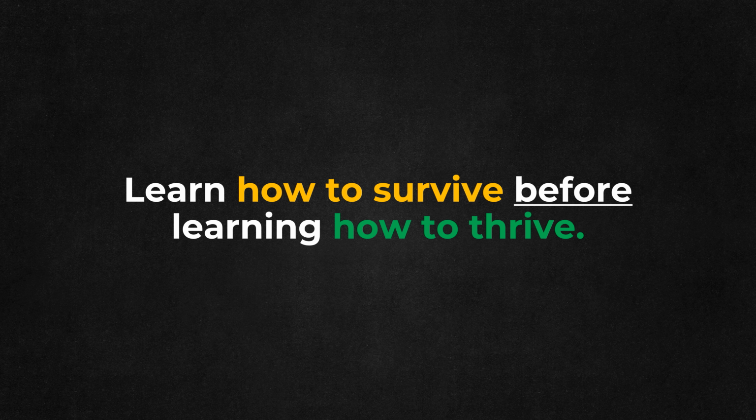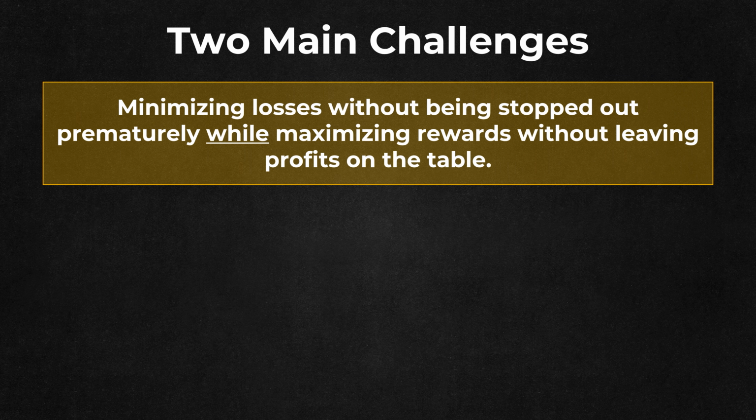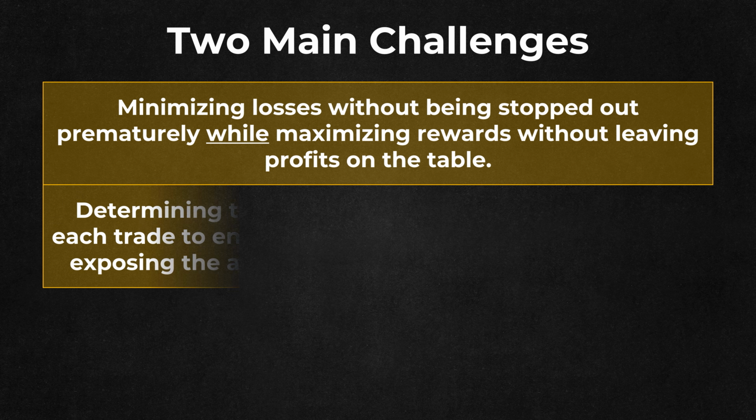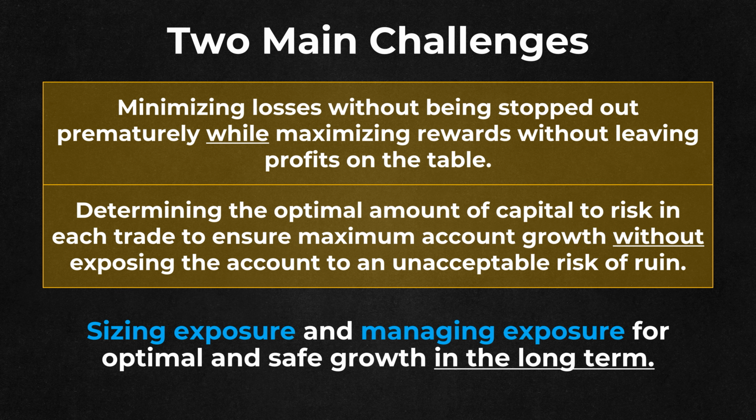The trader essentially faces two core challenges in risk management. The first is how to minimize the size of stop losses without increasing the likelihood of being prematurely stopped out, while also maximizing profit targets without leaving gains on the table. The second is determining the optimal amount of capital to risk in each trade to ensure maximum account growth without exposing the account to a dangerous level of risk. In summary, sizing your exposure and managing that exposure for optimal and safe growth in the long term. Even though this sounds simple, there's a lot that goes into it, and there are many hidden dangers waiting for you, as is always the case in trading.